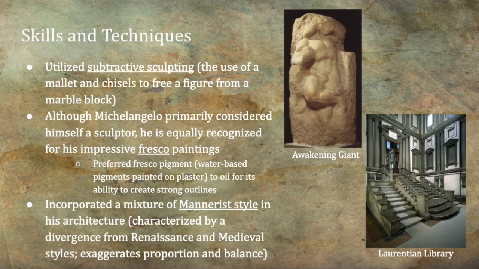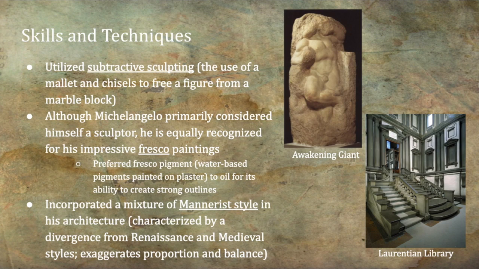Michelangelo utilized a wide array of skills and techniques in order to create his sculptures, paintings, and architecture. For his sculptures, Michelangelo preferred the subtractive method, or the use of a mallet and chisels to create a figure from a marble block. This is often regarded as one of the most difficult sculpting methods, as it requires a great deal of precision and dedication. An example of this can be seen on the right with Michelangelo's piece, The Awakening Giant.